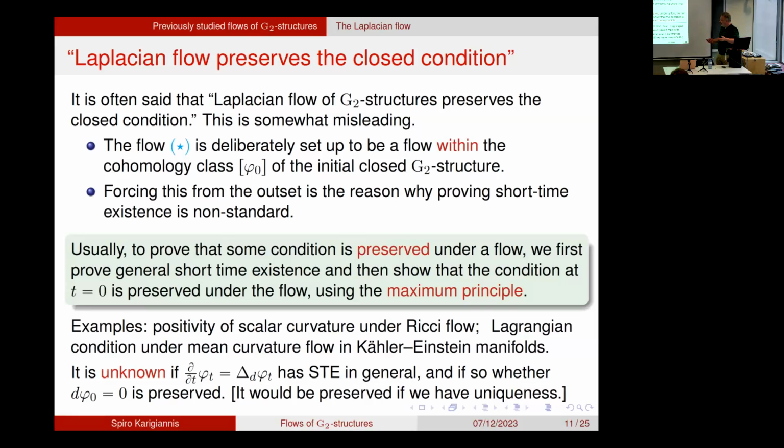I don't think anyone believes that, if you run this flow with an initial closed condition, there might be more than one solution. I think everyone believes that it is unique, but I don't think this has been proved. So the question is whether the PDE is well posed? Yes, that's the question. And I think what you're saying is you can take the Laplacian and then project onto the closed three-forms. That's the PDE you're actually solving.